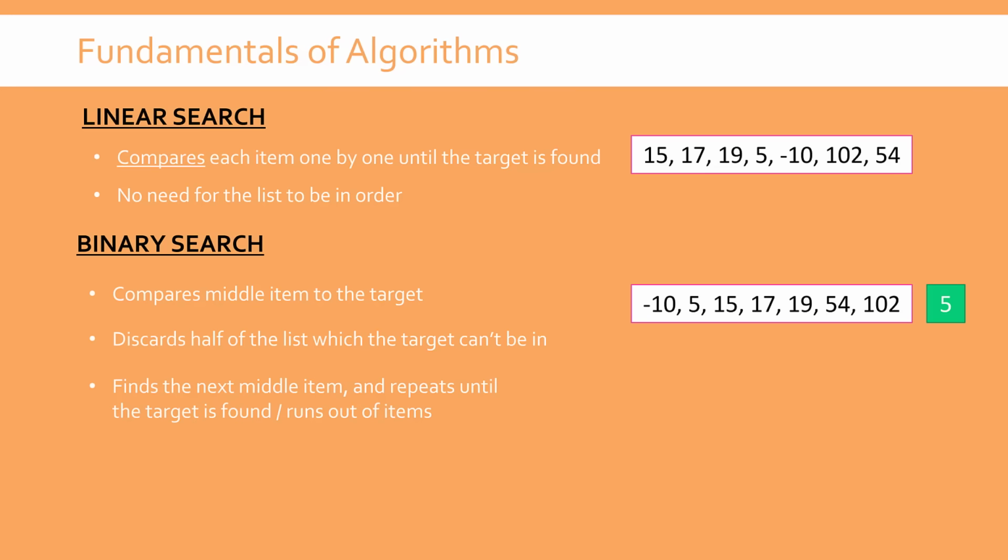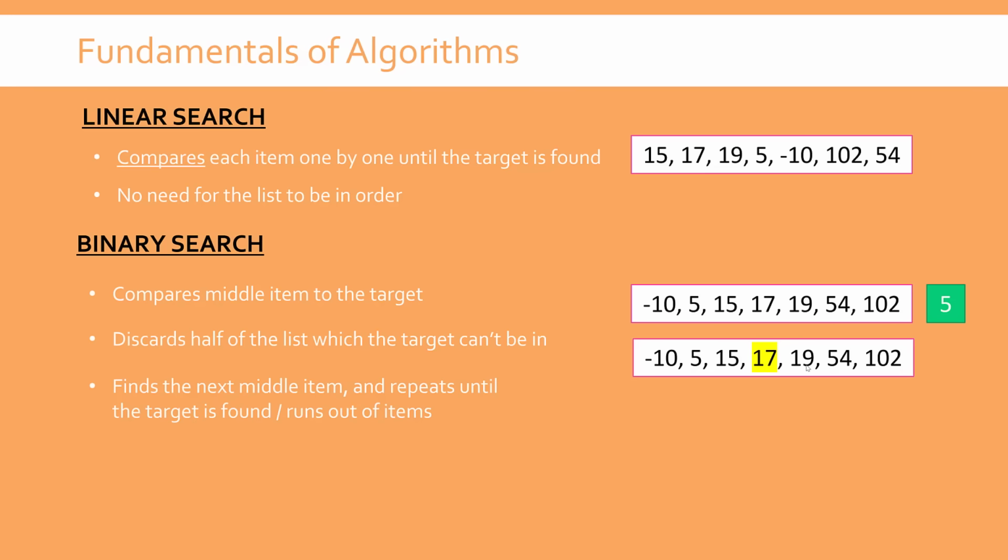And let's say we're looking for 5 in this list this time. First job is to find that middle item, also called the midpoint, also called the pivot. In this case, it's 17. If you have an even numbered list and you can't find a perfect middle, choose either the left of center or right of center, just be consistent.